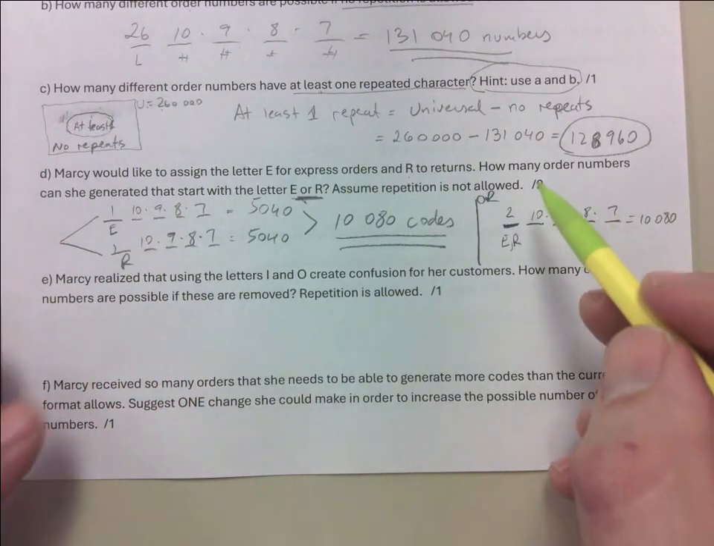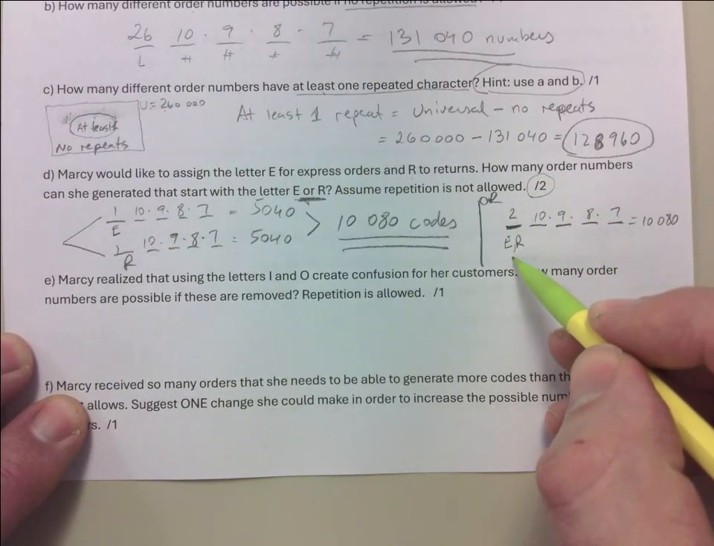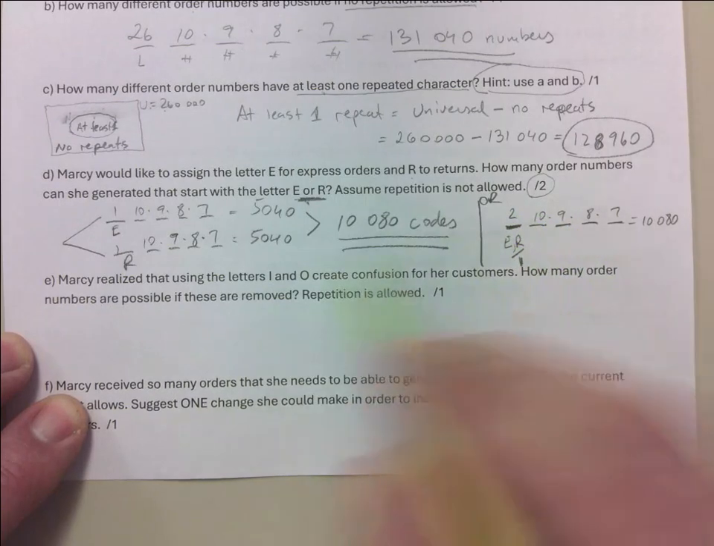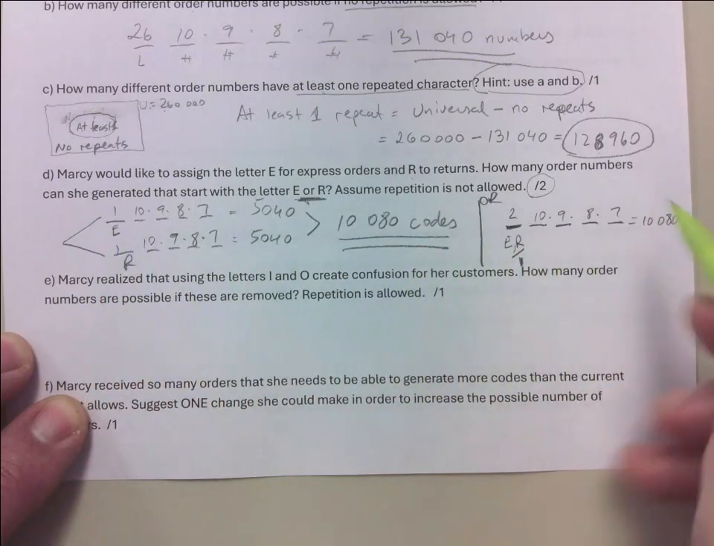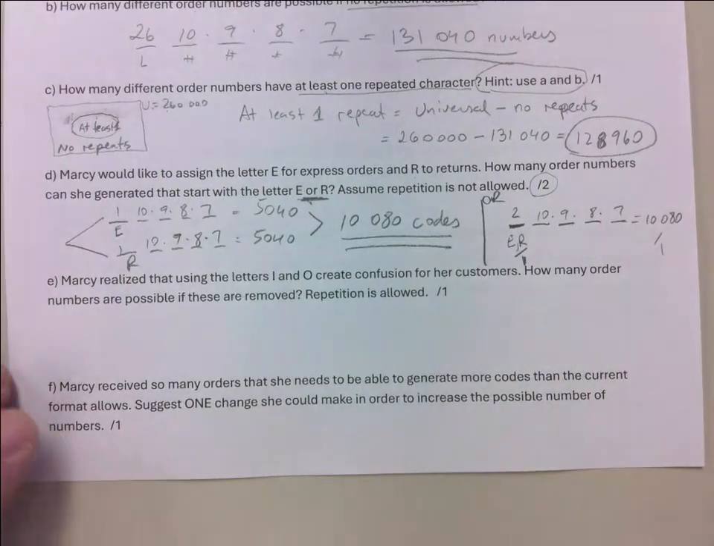Where are the 2 marks coming from? I would say, in my books, you get 1 for having the ER case, whether you do it this way or that way, and another mark for actually computing it and getting your final answer.